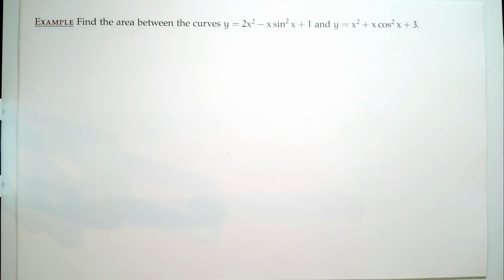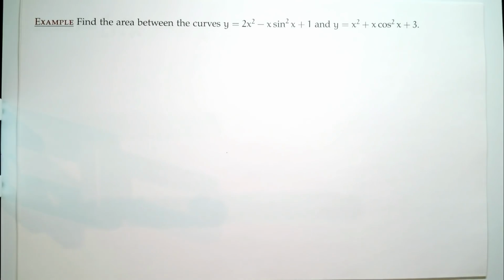Find the area between the curves y equals 2x squared minus x sine squared x plus 1 and y equals x squared plus x cosine squared x plus 3. So we have 2 curves. We don't know quite what they look like, and we suspect they might have a little bit of wiggle in them because they have these sines and cosines inside.